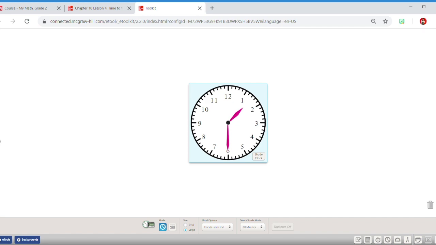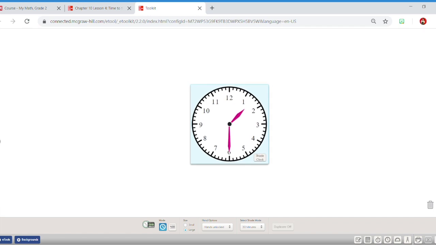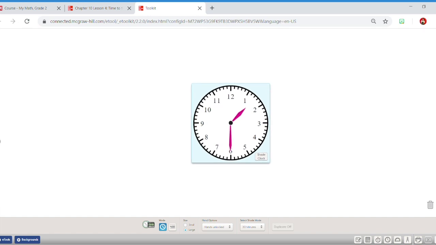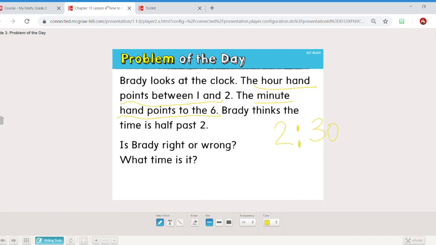So we know if the minute hand is on the 6, we count by 5s until then. So 5, 10, 15, 20, 25, 30. So 30 minutes, and it is 1 o'clock. So it's actually 1:30. And Brady, unfortunately, is wrong. Poor Brady. But it happens, and that's why we check our work.